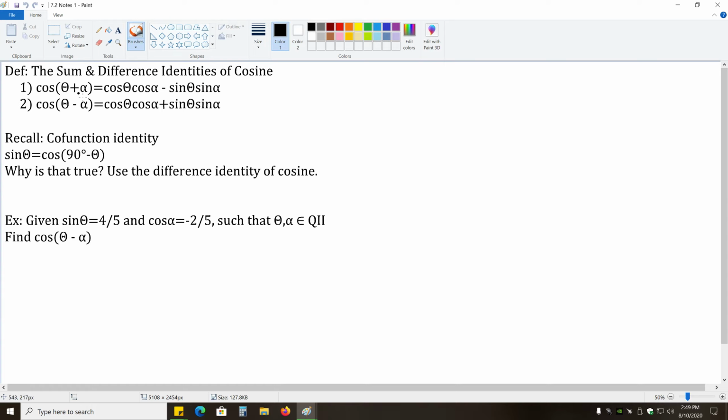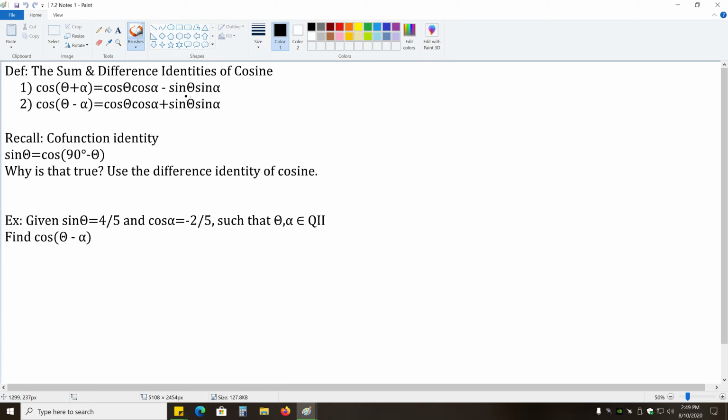To begin with, we'll go ahead and talk about the sum and difference identities for cosine, which say that cosine of theta plus alpha is equal to cosine of theta times cosine of alpha minus sine of theta times sine of alpha. And if we have cosine of two angles that are subtracted, theta minus alpha, then we get cosine of theta times cosine of alpha plus sine of theta times sine of alpha.